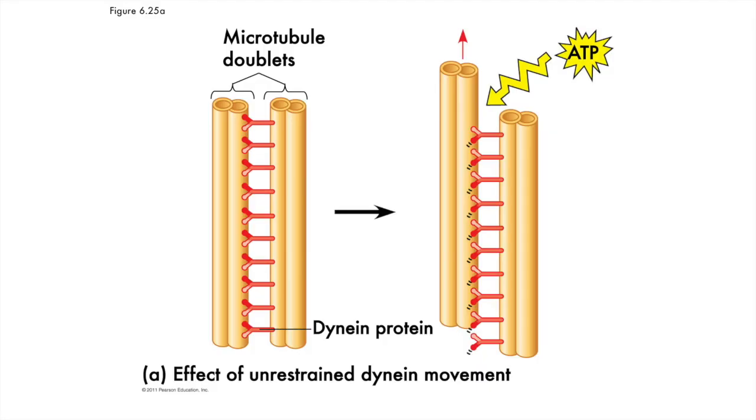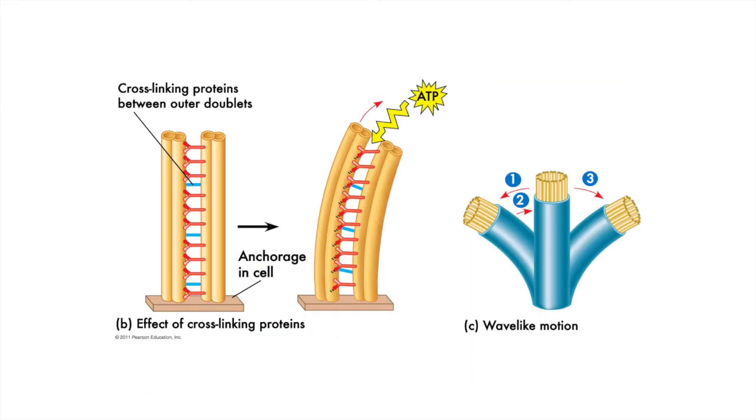If we were to take these cross-linked doublets without a basal body and gave them ATP as an energy source, the dynein proteins would walk the doublets in opposite directions. In a working flagellum with a basal body, the cross-linking of microtubule doublets affects the wave-like motion that makes the structure capable of swimming.